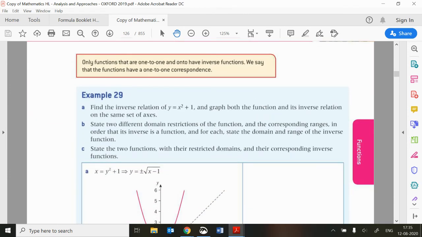They're talking about two functions being inverses of each other. Their graphs have reflectional symmetry about y equals x. We talked about that earlier, so that's good. This other box here talks again about onto functions. It's good to recap on this. Only functions that are one-to-one and onto have inverse functions.